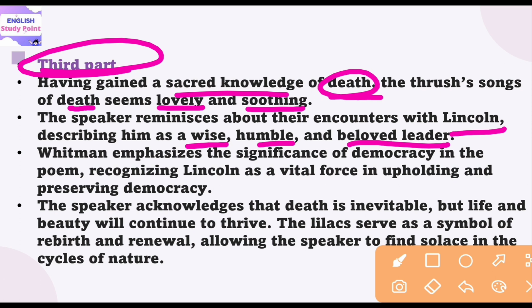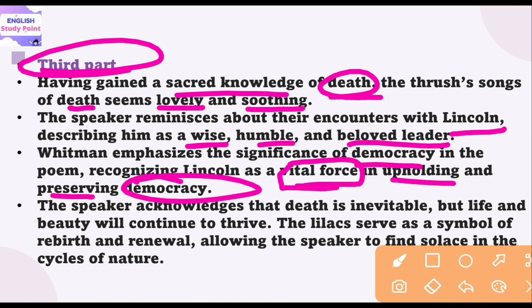Whitman emphasizes the significance of democracy in the poem, recognizing Lincoln as a vital force in upholding and preserving the values of democracy. So here the poet connects Lincoln's death to the fate of the Union, expressing both sorrow and determination to continue Lincoln's work and ideas.